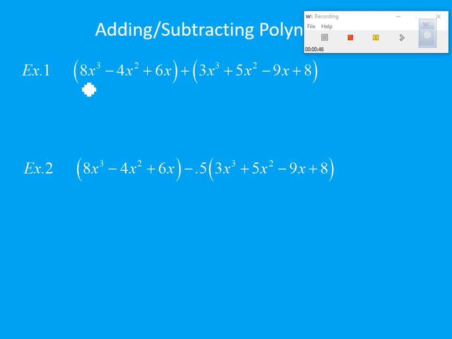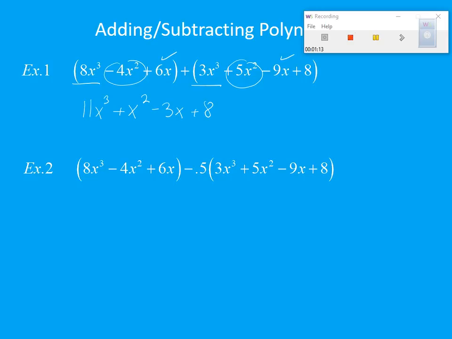So in this case, when I simplify here, I'm going to have 11x cubed. Let me mention, whenever you add or subtract, powers do not change. Here's a squared term, there's a squared term, so it looks like I've got positive x squared. There's an x term, there's an x term. Combine those and get negative 3x plus that 8.